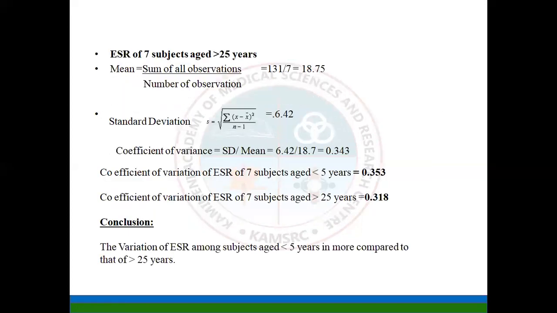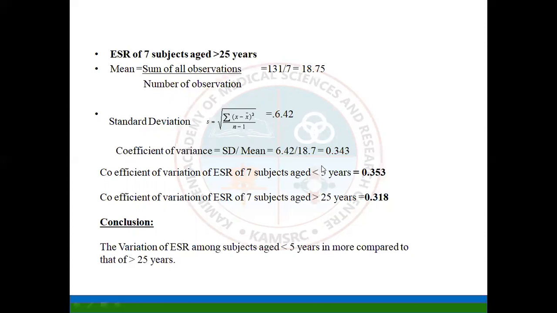In the same way, we calculate the coefficient of variation for the second group also. By the given values, you have to calculate the mean for the second group, which is 18.75, and the standard deviation is 6.42. The CV is 6.42 divided by 18.75, which is 0.343. So now we know the coefficient of variation for the two groups.